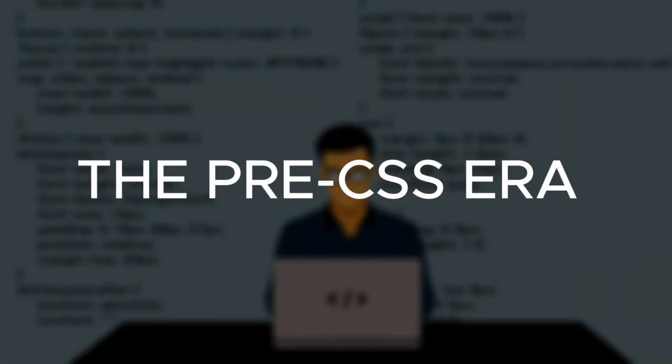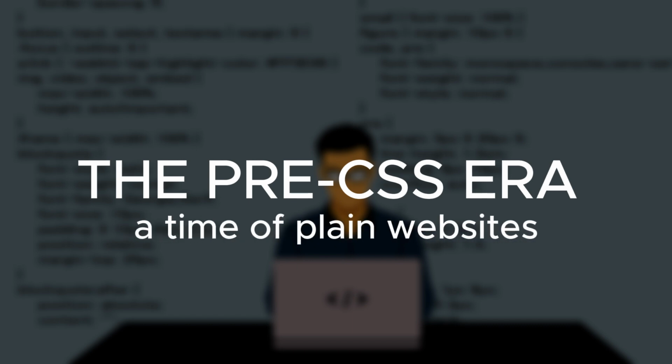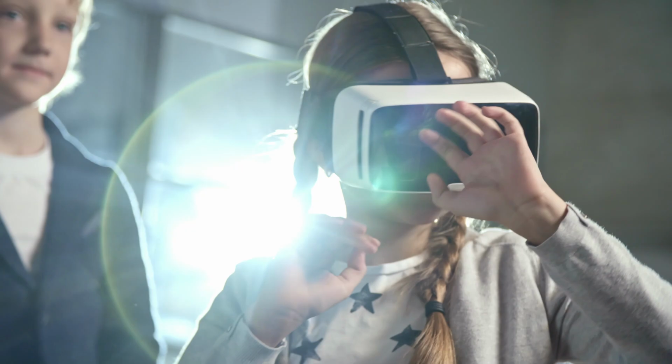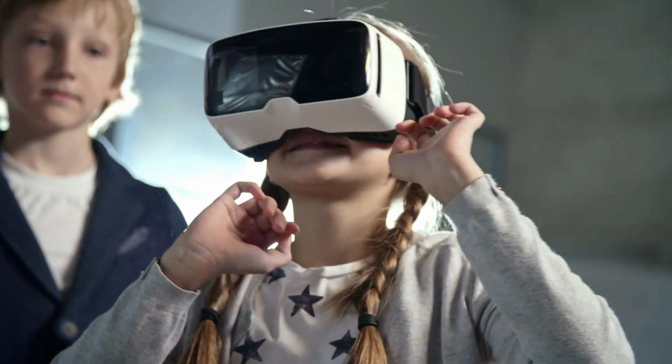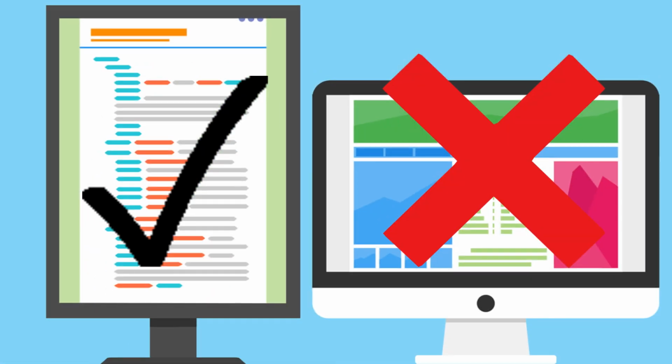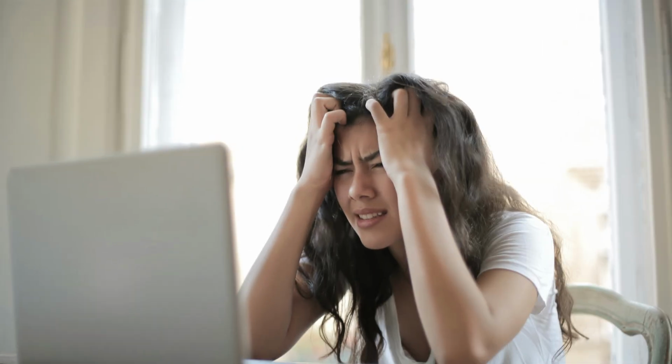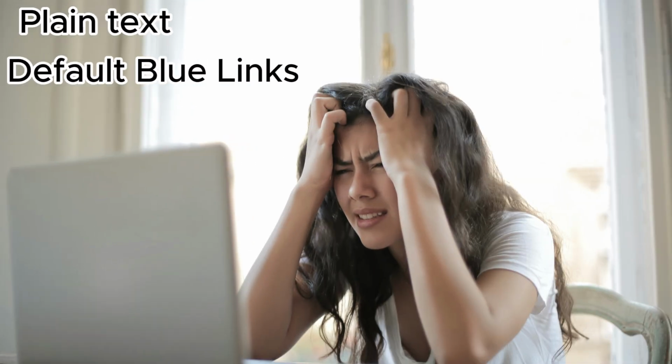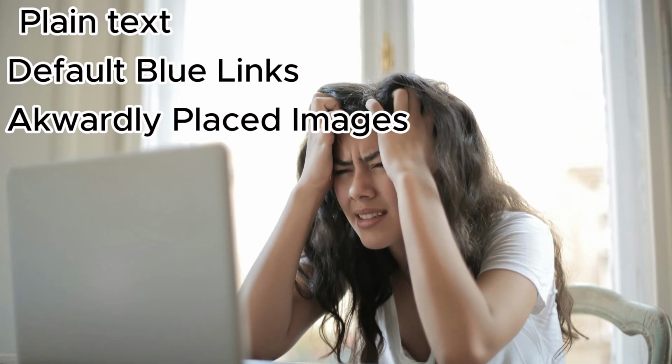The pre-CSS era, a time of plain websites. Let's start by taking a trip down memory lane to the early days of the web. Back in the day, websites were pretty basic. They were essentially a collection of static HTML pages that didn't offer much in the way of visual appeal. Think of plain text, default blue links, and images that were awkwardly placed, often misaligned, and with little to no thought given to user experience.